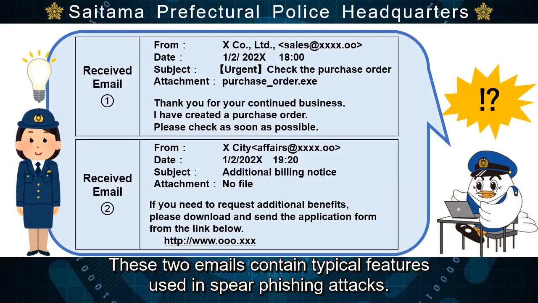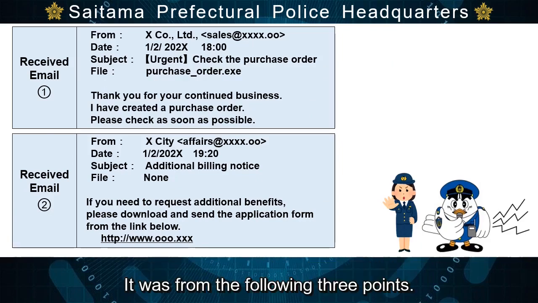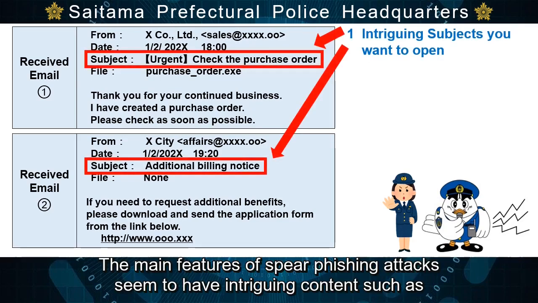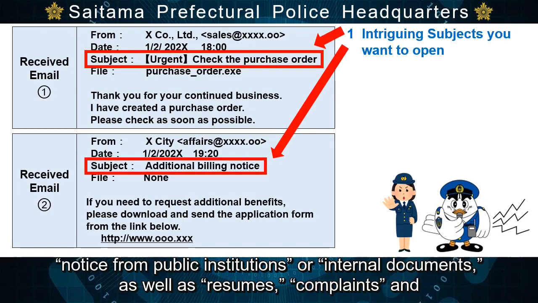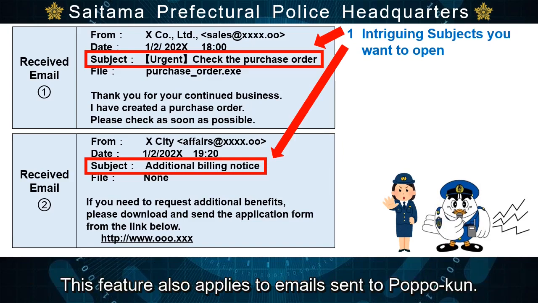These 2 emails contain typical features used in spear phishing attacks. Where did Oppo-kun look in the email to identify it as a targeted email? It was from the following 3 points. The first point is the subject. The main features of spear phishing attacks seem to have intriguing content, such as notice from public institutions or internal documents, as well as resume, complaints, and interview requests from the press, which need to be checked. This feature also applies to emails sent to Oppo-kun.